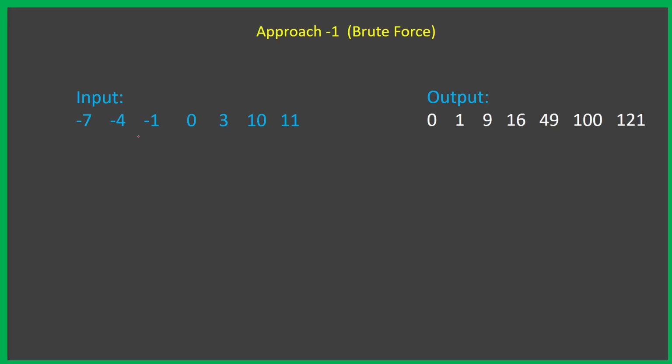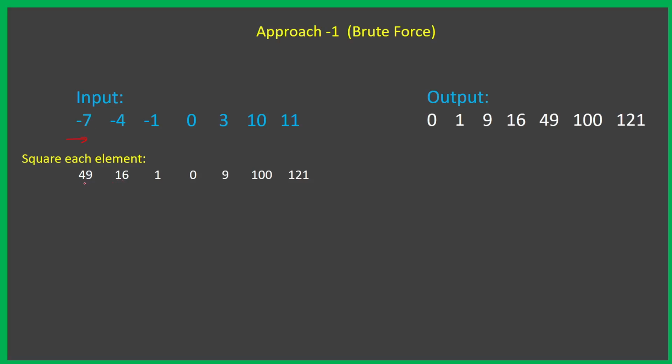So let's take this example. This is our array and we want this output after squaring and sorting. So what is the brute force or naive approach that can come to your mind? The brute force approach can be that we find the square of each element of this array while scanning this array from left to right. So let's say we square each element. So we will get this array.